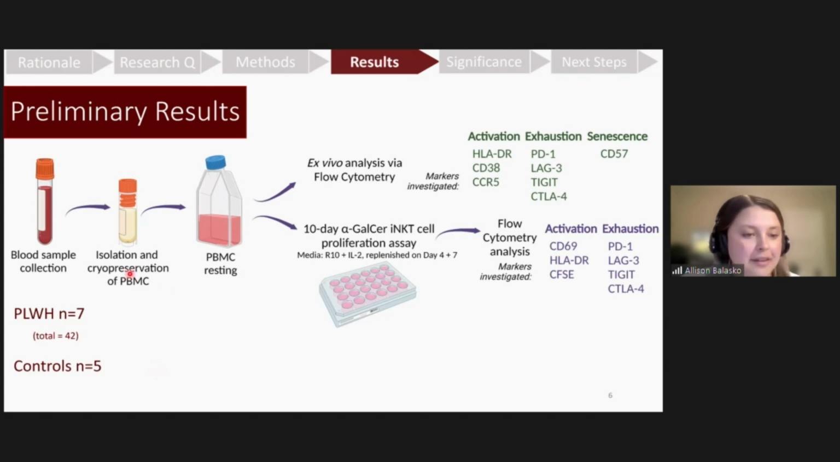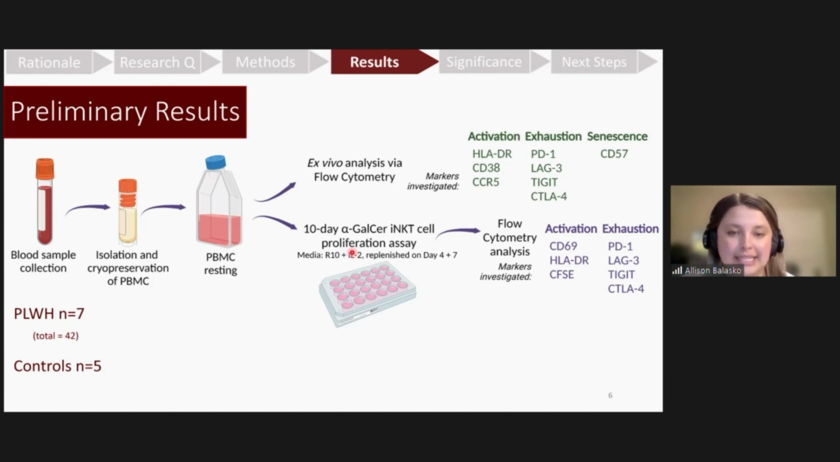I have a total of 42 people in my cohort. I have some preliminary results to show you because we're not finished processing them all, but I'll show you an N of 7 from samples from people living with HIV and also 5 controls. We collect their blood, isolate some of their white blood cells, thaw them out and rest them overnight, and then do some ex vivo analysis via flow cytometry. We look at markers of activation listed here, exhaustion, so PD-1, LAG-3, TIGIT, CTLA-4, and senescence, which is a cell aging marker.